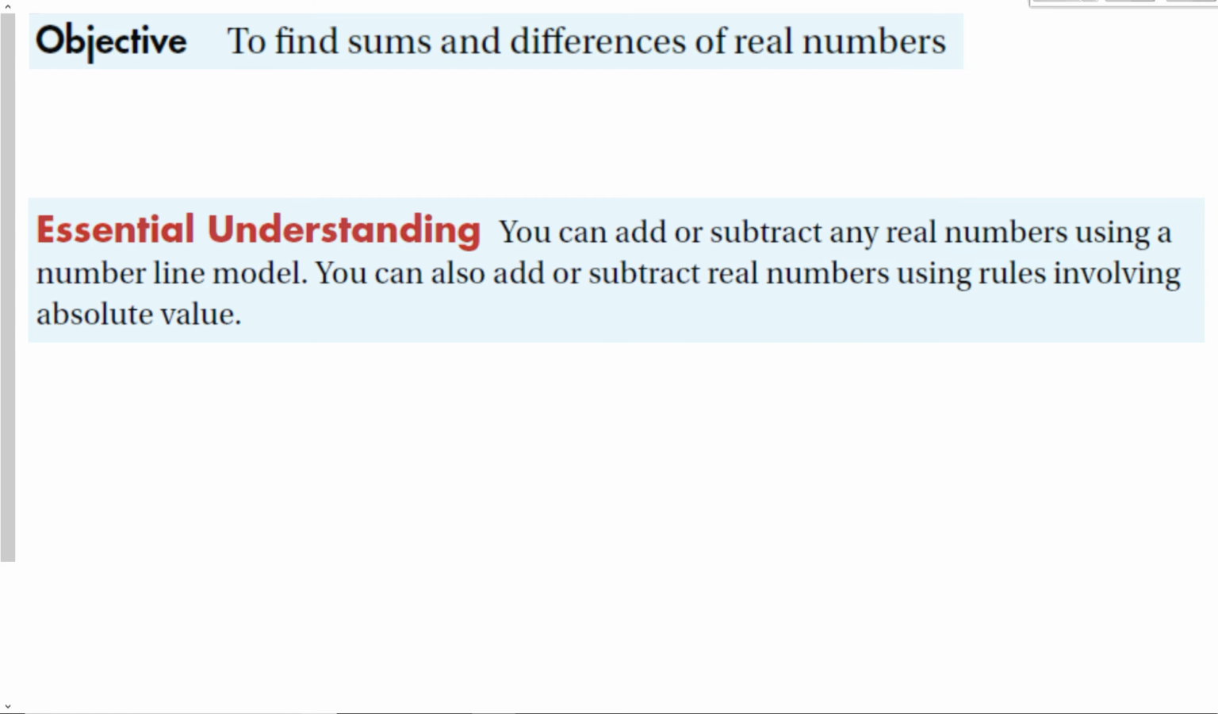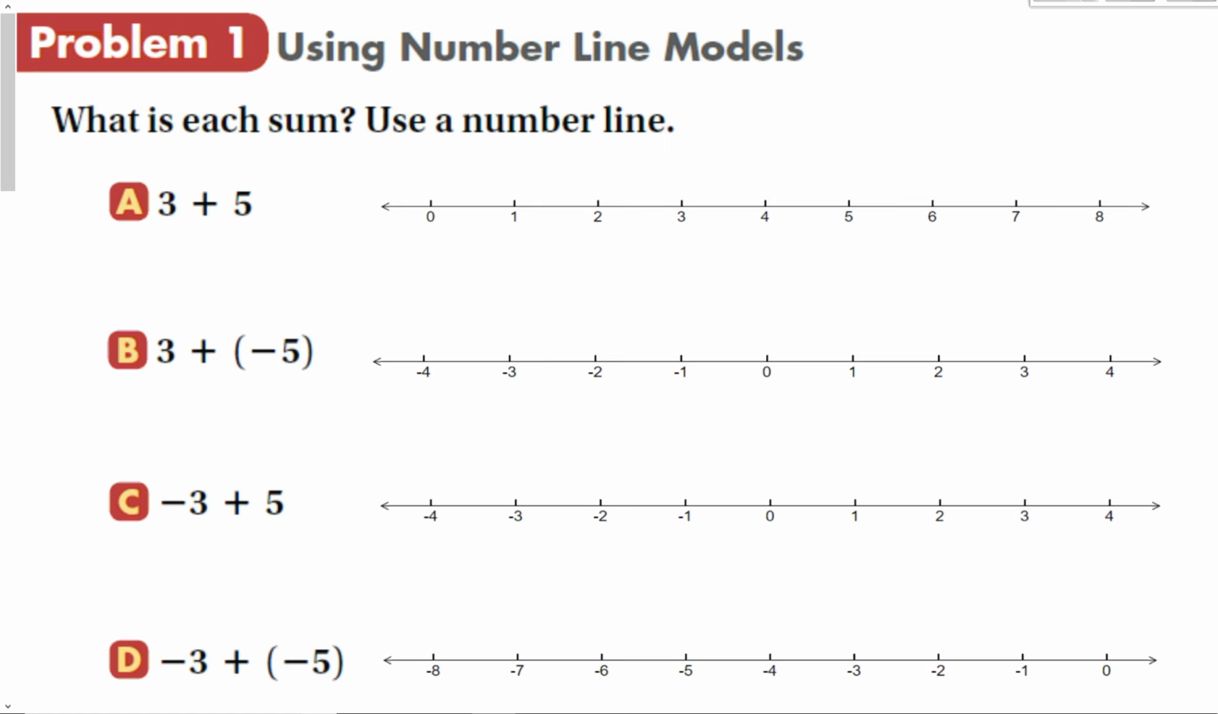Okay, so in this section, we're going to find sums and differences of real numbers. Our essential understanding is that we can add or subtract any real numbers using a number line model, or we can add or subtract real numbers using the rules involving absolute value. So let's look at the number line model first. Probably a pretty simplified model, okay?